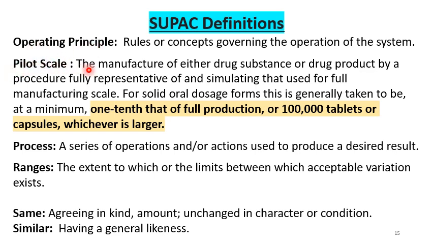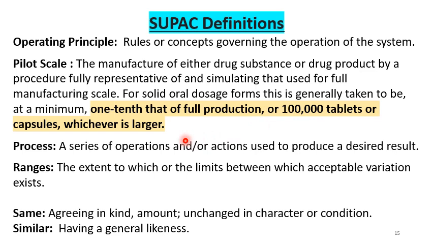Then pilot scale. The manufacture of either the drug substance or drug product by a procedure fully representative of or simulating that used for full manufacturing scale. So the process will be the same as per the commercial manufacturing process. For solid oral dosage form, this is generally taken to be, at a minimum, 1/10 of the production batch. If the production is 10 lakh tablets, then 1/10 of that full production will be 1 lakh.